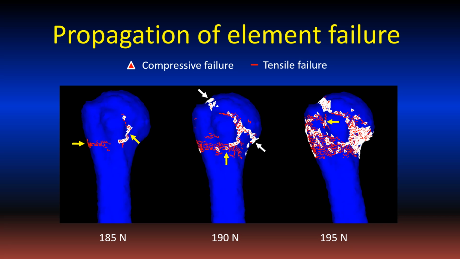This slide shows the propagation of element failure. At 185 Newton, tensile failure began at the lateral aspect of the surgical neck, whereas compressive failure appeared at the medial aspect of the anatomical neck. At 190 Newton, tensile failure extended medially along the surgical neck, whereas compressive failure extended laterally along the anatomical neck. Then, element failure appeared around the bicipital groove.